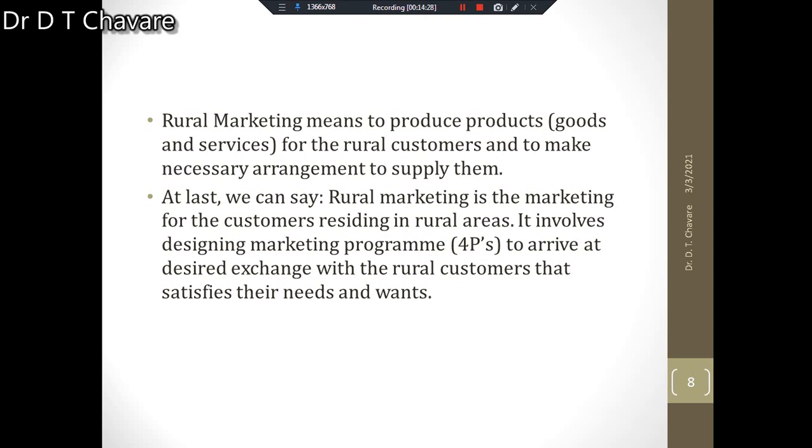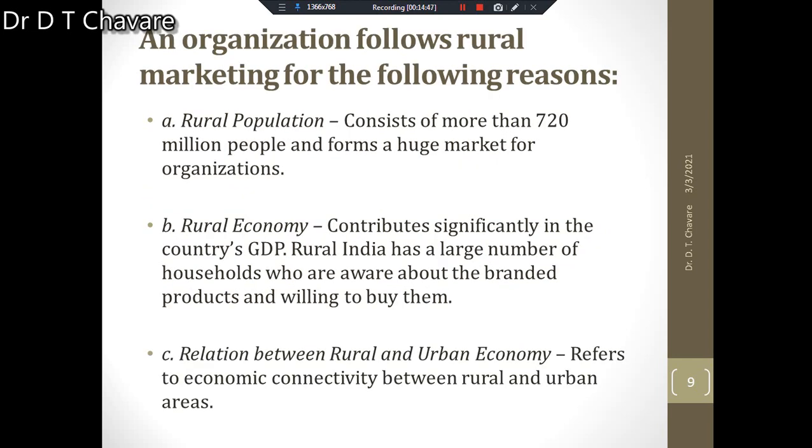It involves designing marketing programs, meaning the 4 P's, to arrive at the desired exchange with rural customers, that is, to satisfy their needs and wants. In this way, rural marketing is also very important. Try to understand. Then another thing we have to understand is the organizational flow. Organizations flow into rural marketing for the following reasons.